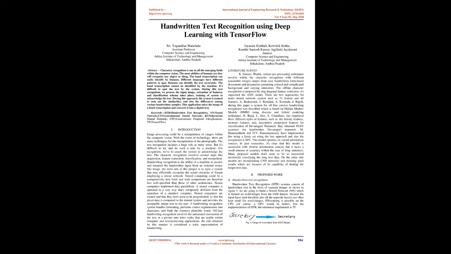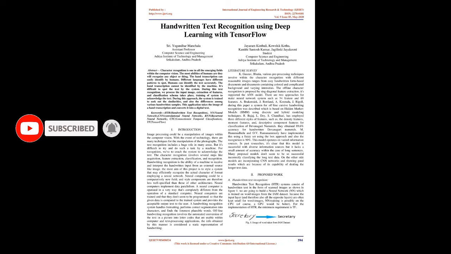Handwriting recognition is the ability of a machine to receive and interpret handwritten input from an external source like an image. The main aim of this project is to design a system that can efficiently recognize the particular character of a format employing a neural network.